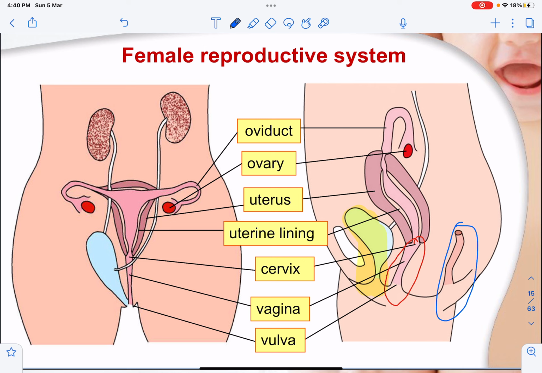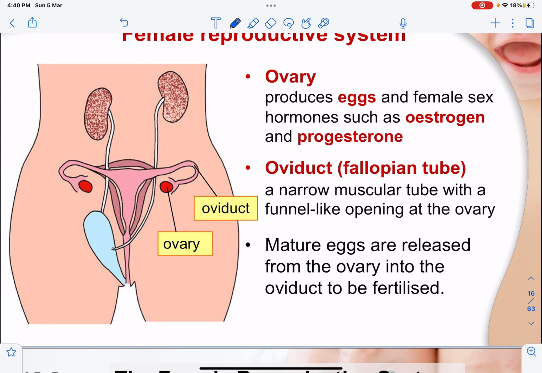Okay? So the ovary will produce eggs and female sex hormones such as estrogen and progesterone. In your syllabus, there are only these two hormones that you have to be familiar with. So estrogen and progesterone tend to be involved in the menstrual cycle, mainly through the maintenance of the uterus lining, if not, the build-up of the uterus lining. A lack of such hormones can also lead to the breakdown of the uterus lining, leading to things like the menstrual cycle.